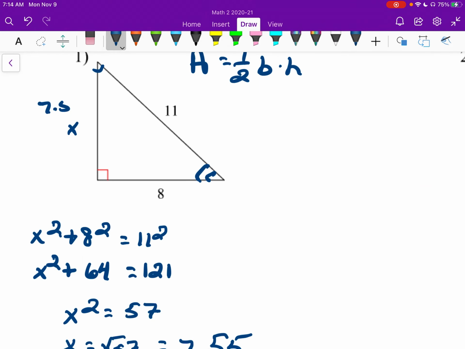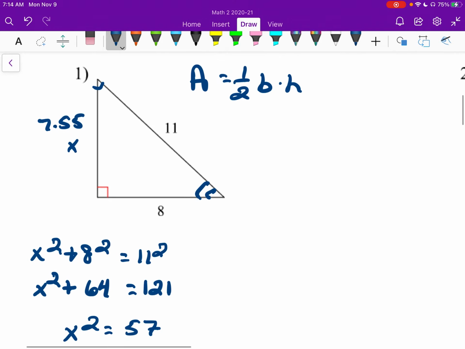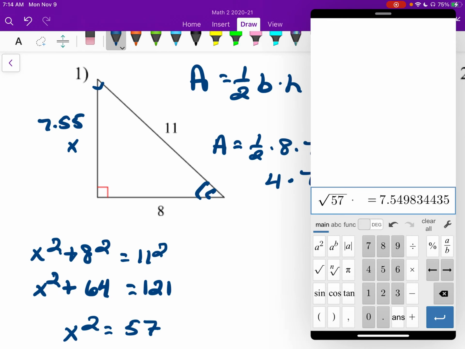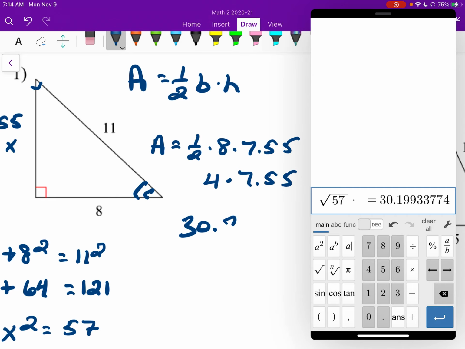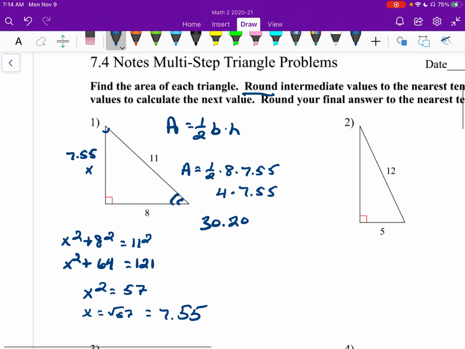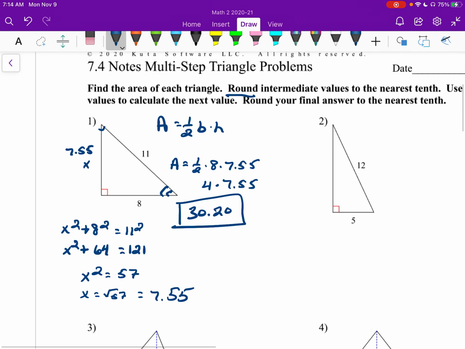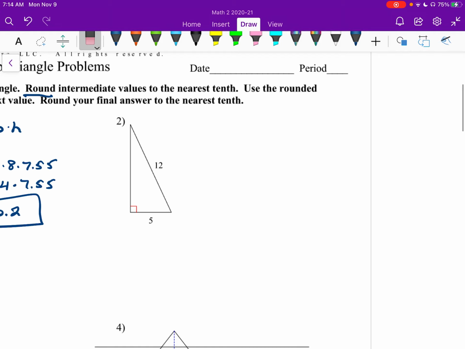So this is 7.55 there, and we can now plug into our area formula. Area is 1/2 times 8 times 7.55, so 4 times 7.55, and since mine is still stored there, I'm just going to multiply by 4, and I got 30.20, and I don't really care about units here. Oh, it said tenth, so I guess I don't need the extra zero there. All right, number 2, same process.